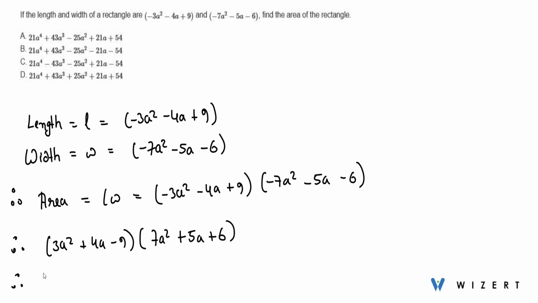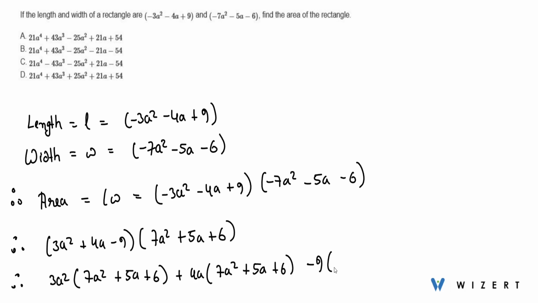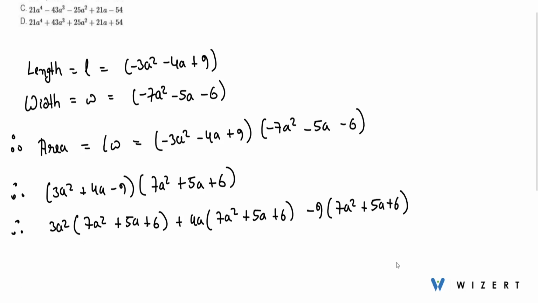Now let's simplify this further. So 3a square multiplied by 7a square plus 5a plus 6, plus 4a multiplied by 7a square plus 5a plus 6, minus of 9 multiplied by 7a square plus 5a plus 6. The calculation is a bit lengthy, but we have to solve this carefully, otherwise if we make a mistake then our whole problem will be incorrect.